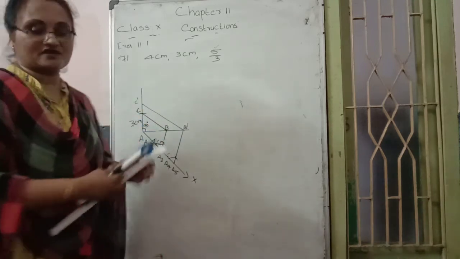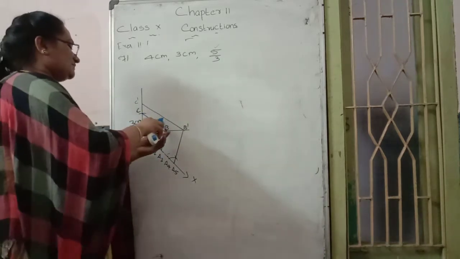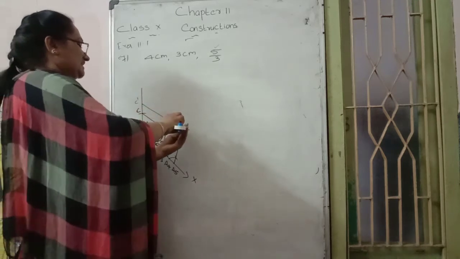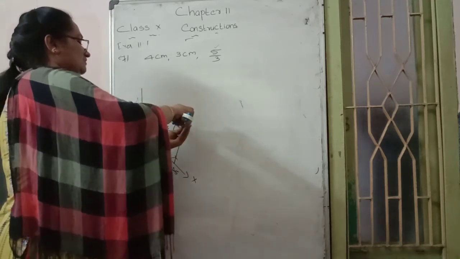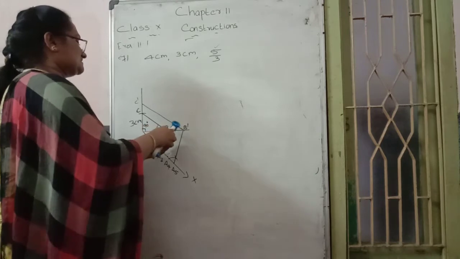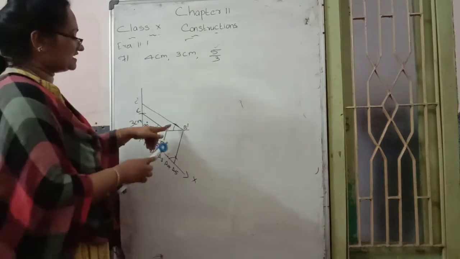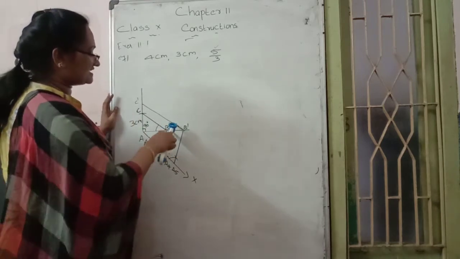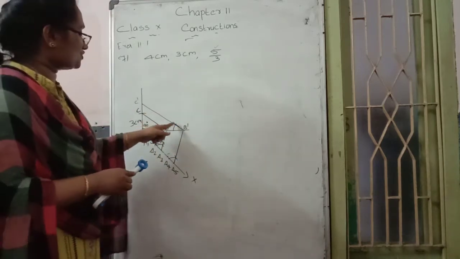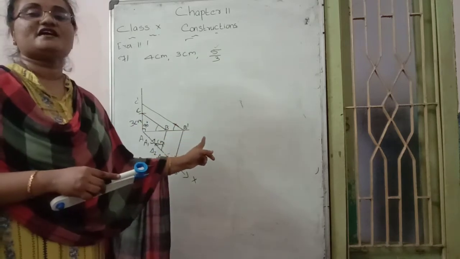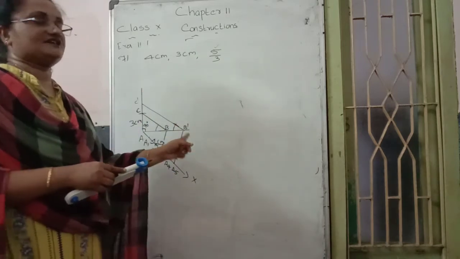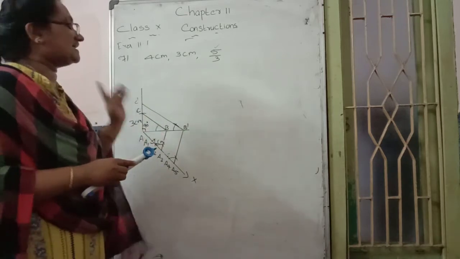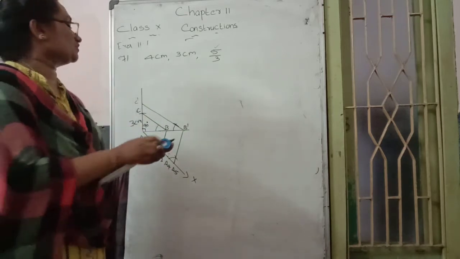Or how to construct by arc? Once again, with B as center, draw an arc. Same way, with B dash as center, draw the same arc. Here take the same distance, don't fold the compass. With the same distance, draw arcs. Join the intersecting point of these two arcs to get the parallel. So C dash B dash is parallel to which side? BC side. I hope you can understand.